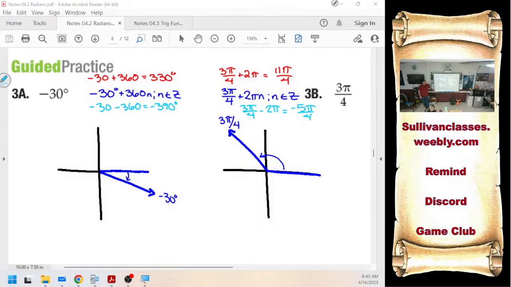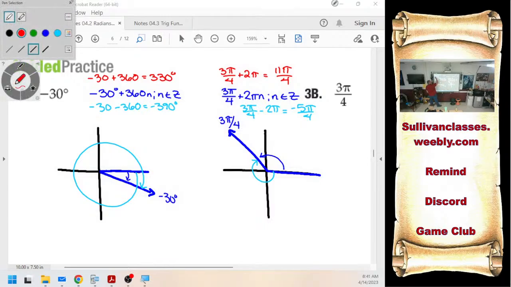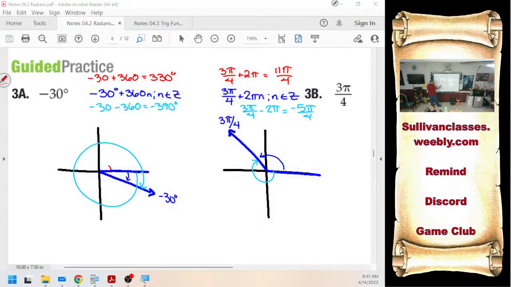You can write them out if it helps you. It's not necessary. My negative coterminal angle will go all the way around and hit it again. My negative coterminal angle will just be the opposite direction. My positive coterminal angle will have to lap around.